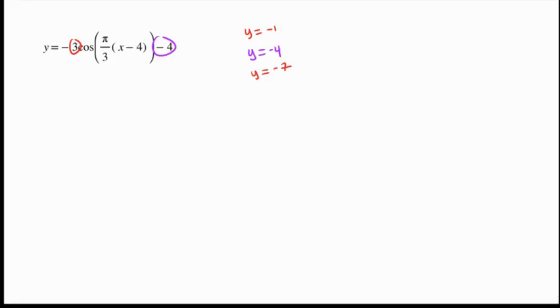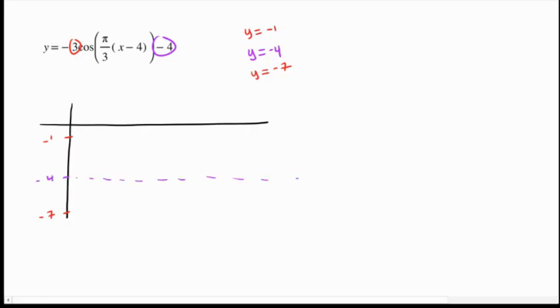And so now I can start sketching my graph a little bit here. And I see that my highest value is going to be -1. My lowest value is going to be -7. And my midline is going to be at -4. So my whole graph, I'm only asked to do one period here, but my whole graph is always going to be bouncing back and forth between those red lines.